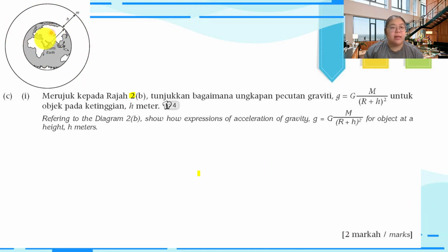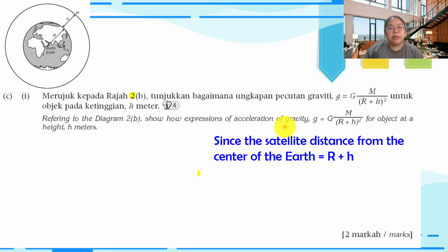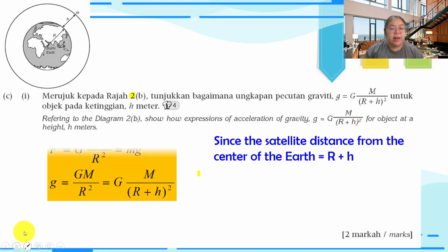So from here we get the radius. Then remember the object is moved out of the Earth, so you find it has one more H. So from here we need to prove. We mention first, since the satellite's distance from the center of the Earth is R plus H, we can write the equation. This equation we proved already just now, so you can write g equals capital G M over R squared. Because the object is moved further from the Earth, we need to add one more distance, that's H. Then after that, remember the square.